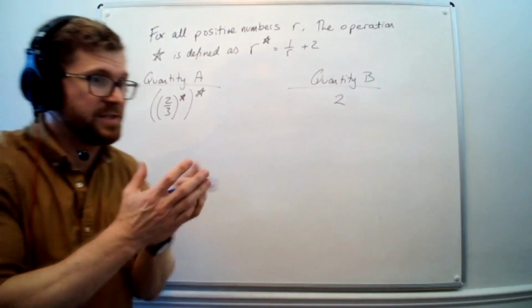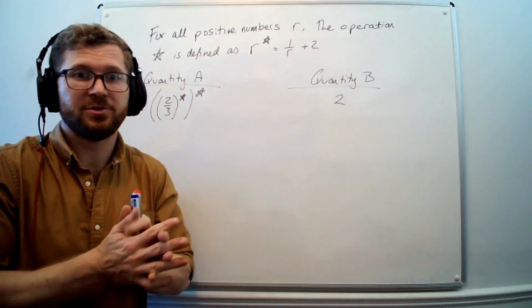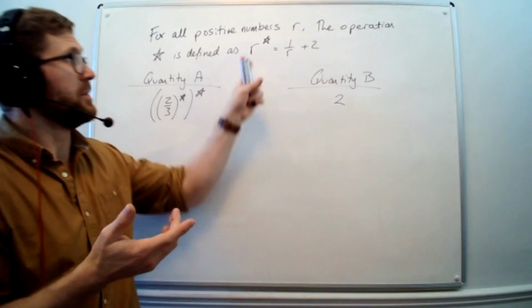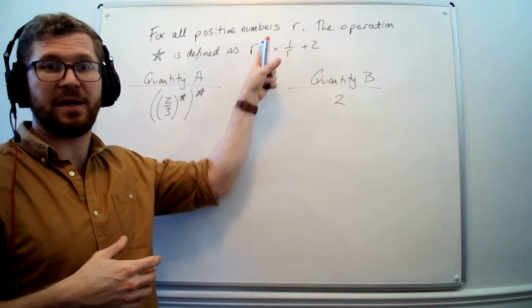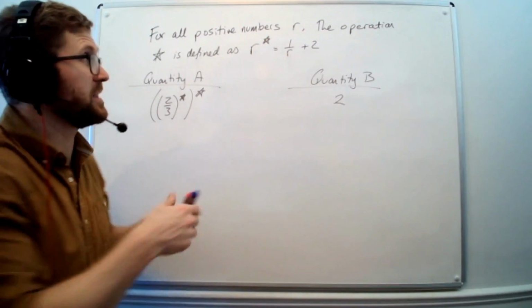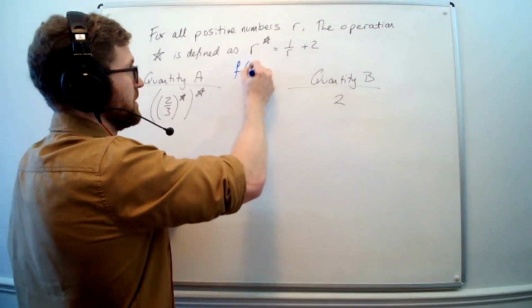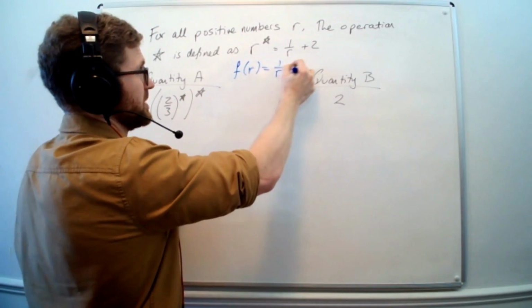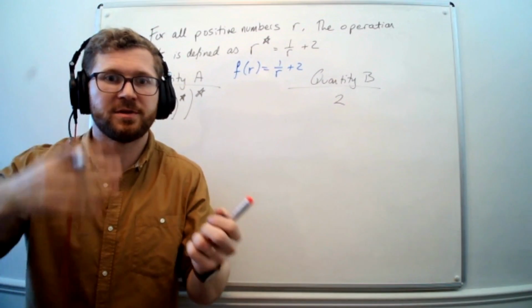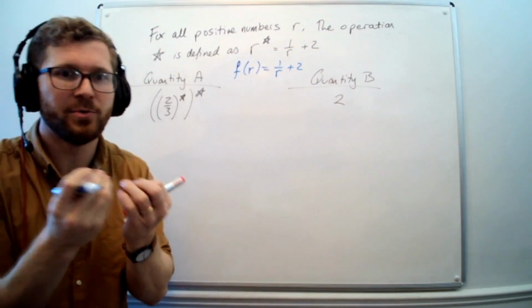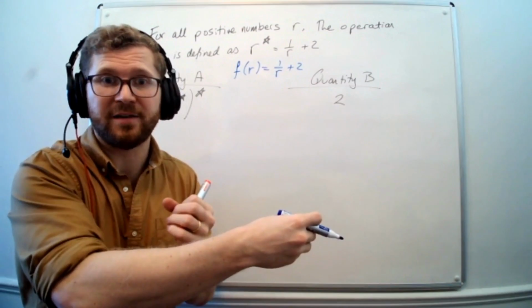Now, this is doing a very similar job to the functions. The r in this case is the input, and the star tells us we're applying a rule. You could rewrite this whole thing as f of r is 1 over r plus 2, and we'd end up in exactly the same point. So the star is just another way of saying, I want you to apply a function.